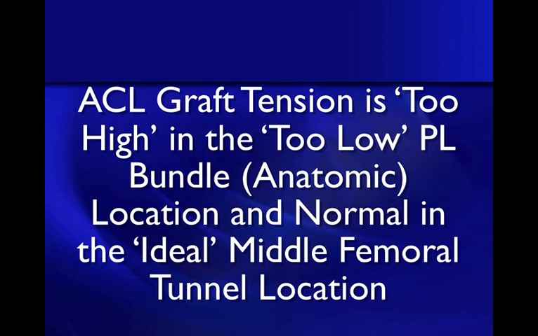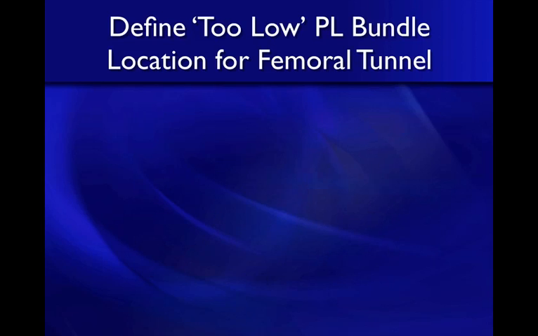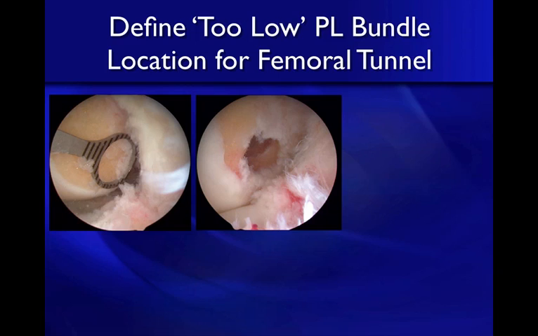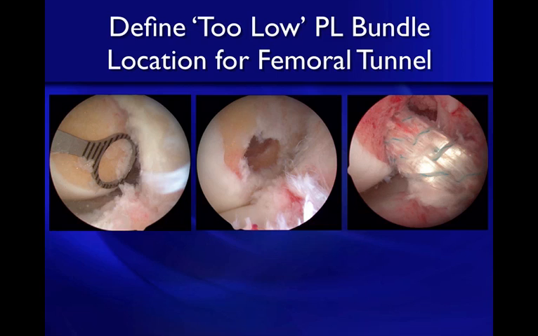So let's look at our first objective, that ACL graft tension is too high in the too low PL bundle or anatomic location and more normal in the ideal middle femoral tunnel location. Let's begin by defining what we call a too low PL bundle location for the femoral tunnel. And here you can see a marker on the right knee of the lateral femoral condyle showing where the too low PL bundle location would be. There the tunnel is drilled, and here the graft is in place.